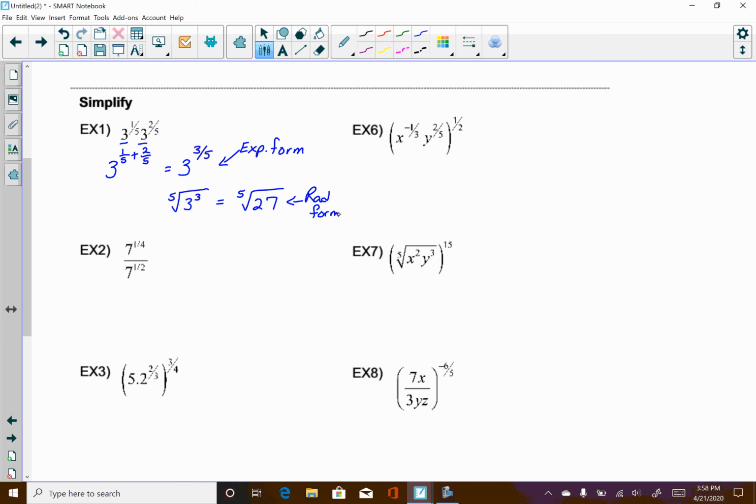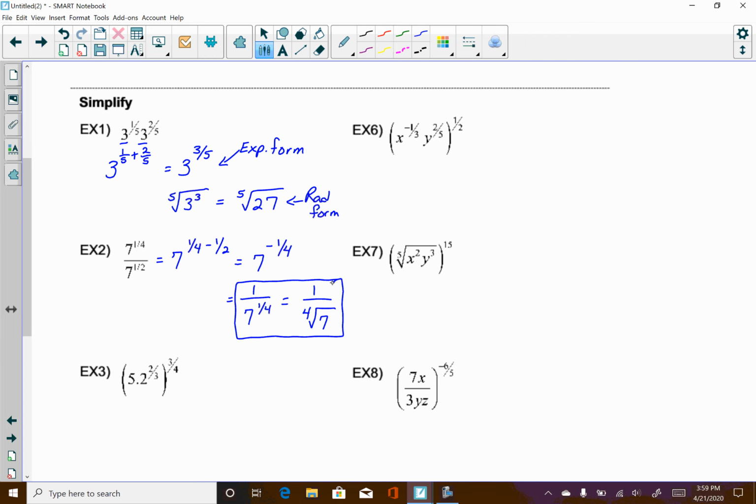Okay, we'll move on down to example 2. You have division here with the same base, so the rule is keep that base and subtract those exponents. So 1/4 minus 1/2 would give me 7 to the negative 1/4. You don't leave negative exponents, so we would write that as 1 over 7 to the positive 1/4, or 1 over the 4th root of 7. So that gives you your exponent in radical form.